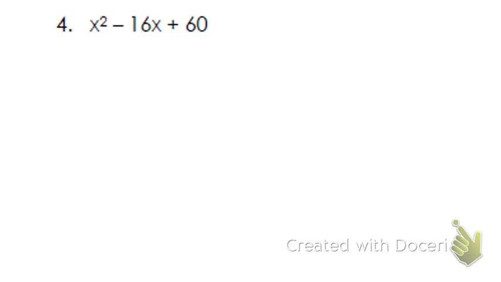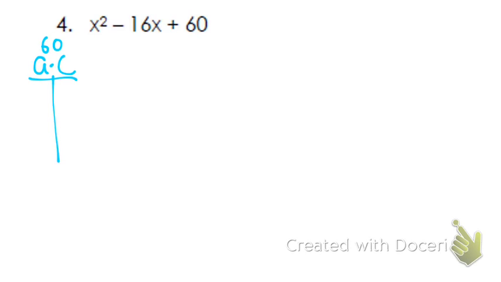Here we have just a normal trinomial. I'm going to factor this by using the box method. What we need to do is start by multiplying. Any type of method like this, you need to start by multiplying a times c. So in this example, a times c is going to be 1 times 60, which is 60. So a times c is 60.